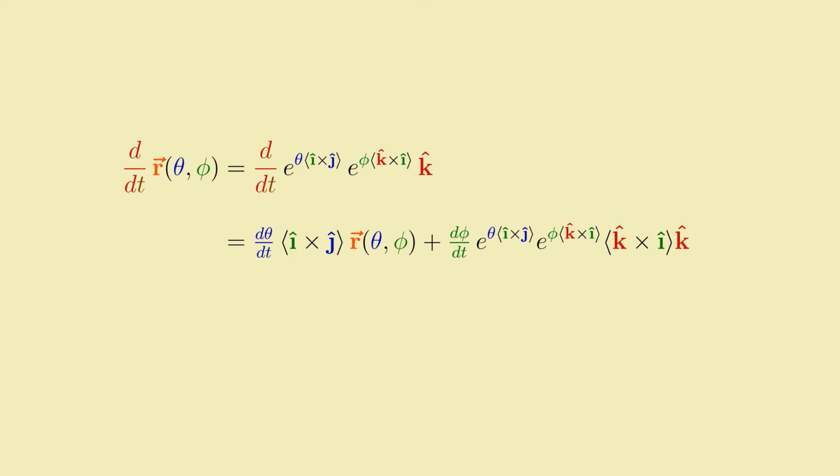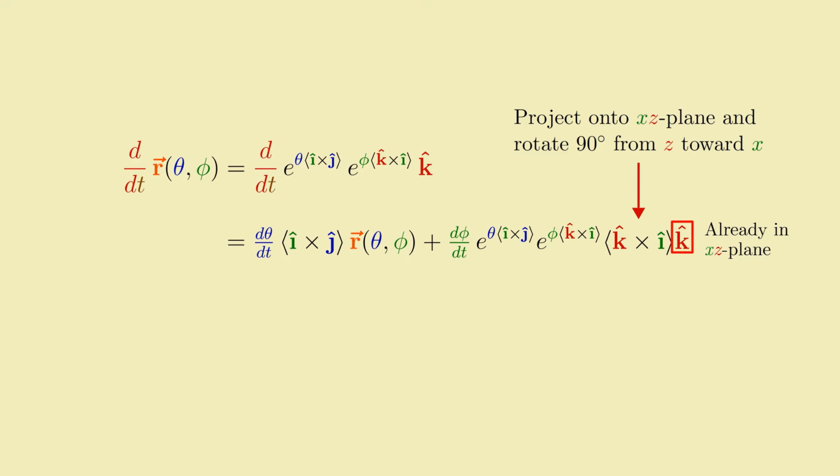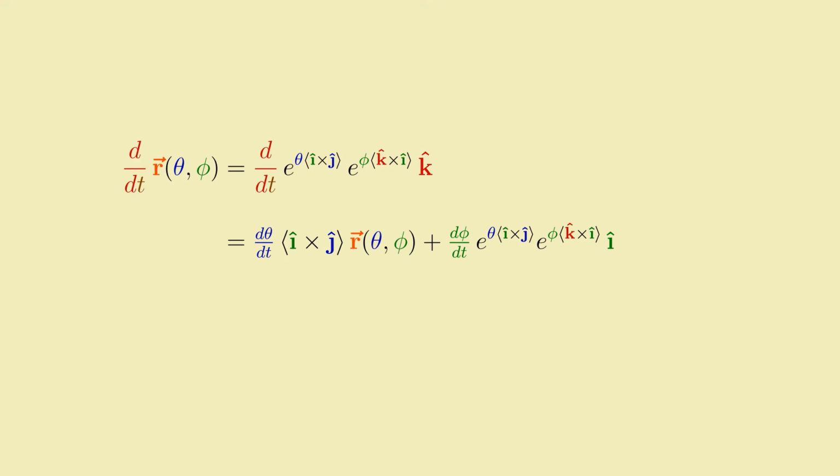Remember, k hat tilt i hat means project onto the xz plane and rotate 90 degrees from z toward x. But k hat is already in the xz plane. In fact, it corresponds precisely to z itself. So rotating it 90 degrees toward x simply turns it into x, or i hat specifically. So we get what looks like the original position formula, except k hat has turned into i hat.